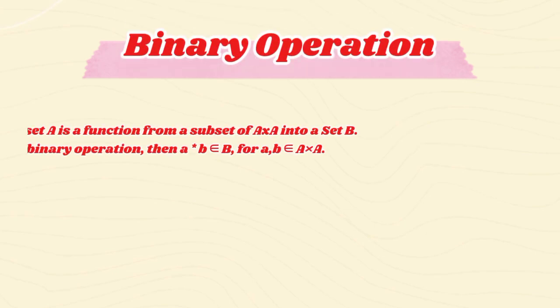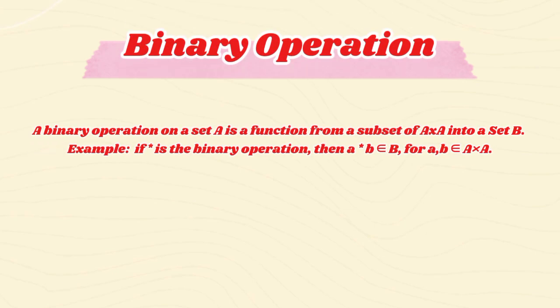Binary operation. A binary operation on a set A is a function from a subset of A times A into a set B. It is a kind of mapping or function where two elements, A and B, are combined by means of the given operation, with the result being a single element in B. We call A times A the domain and the elements of B the range.